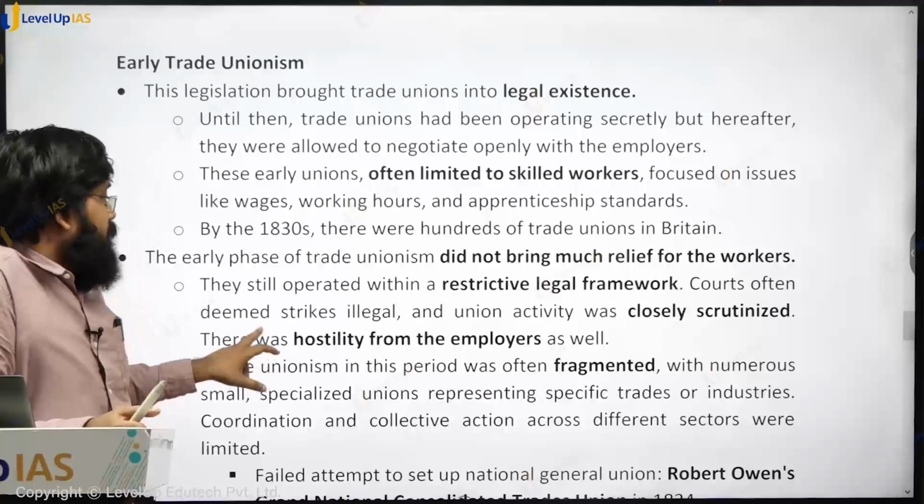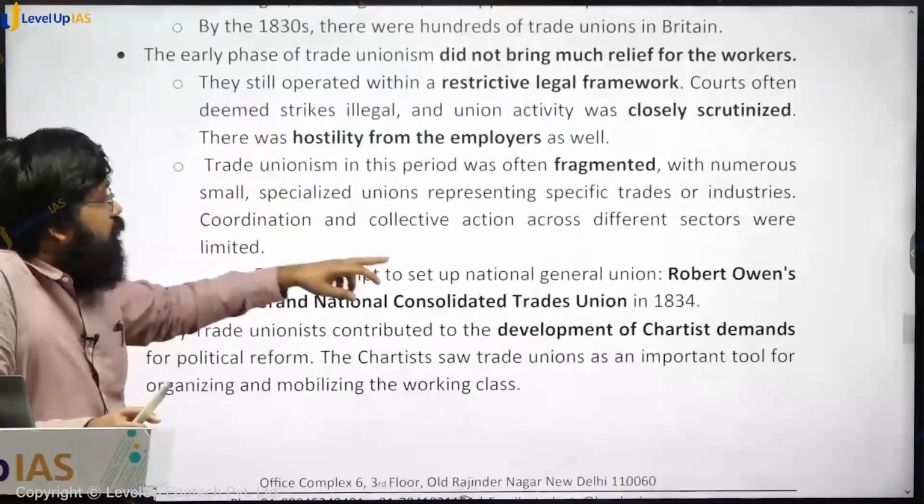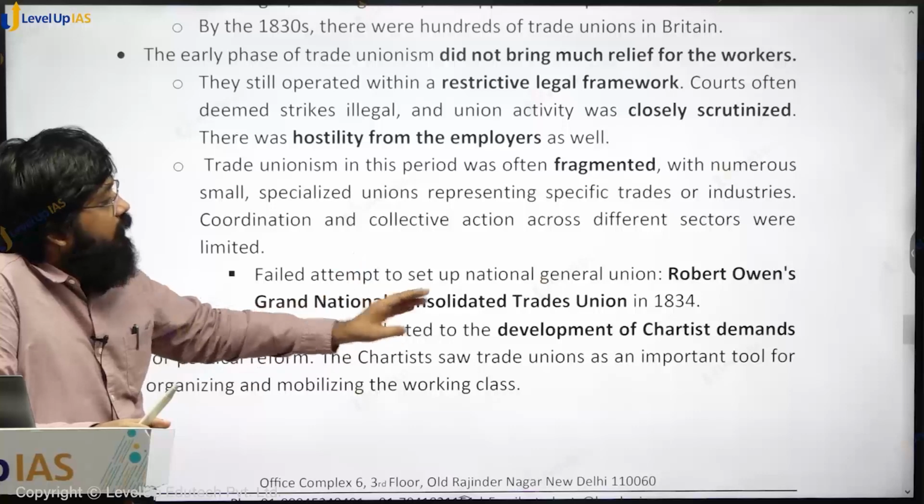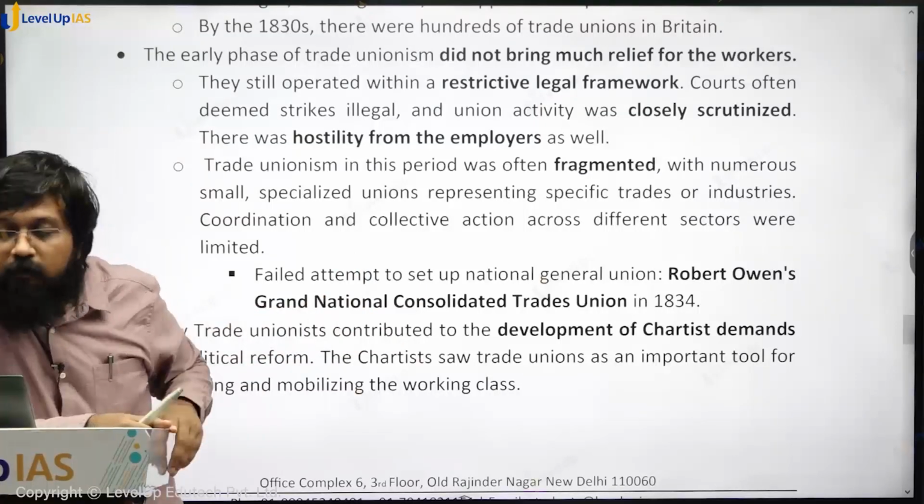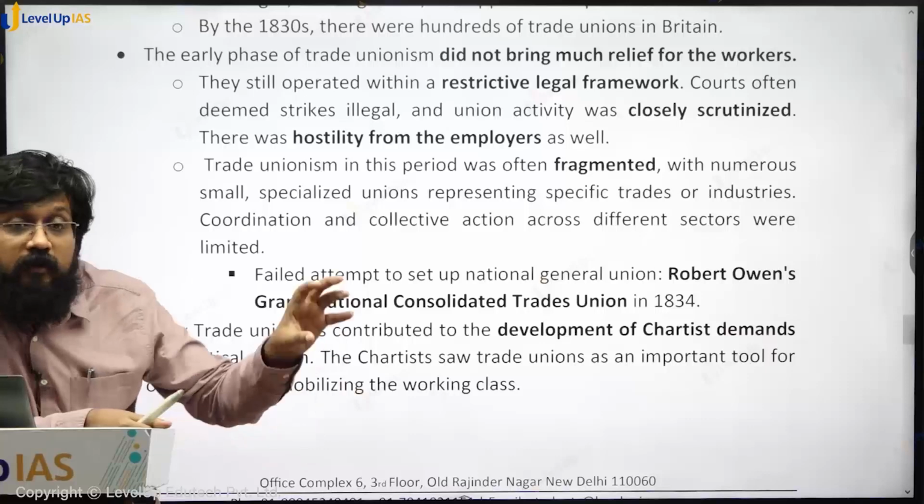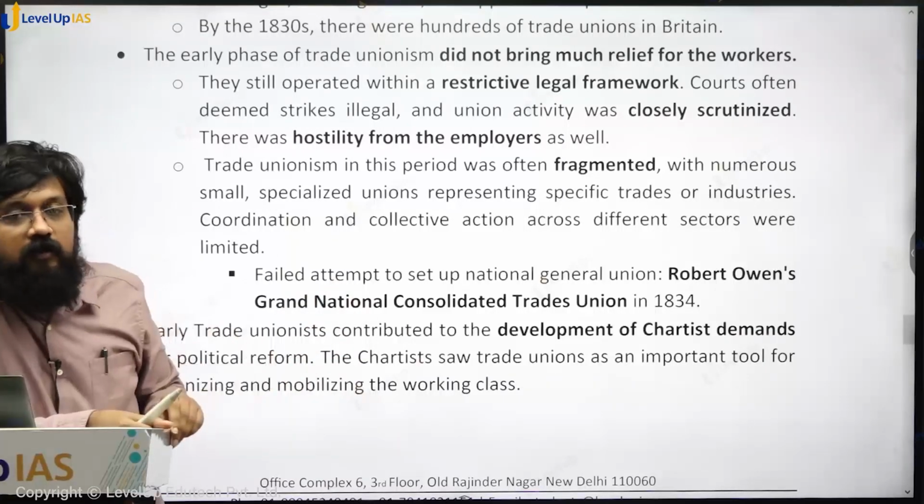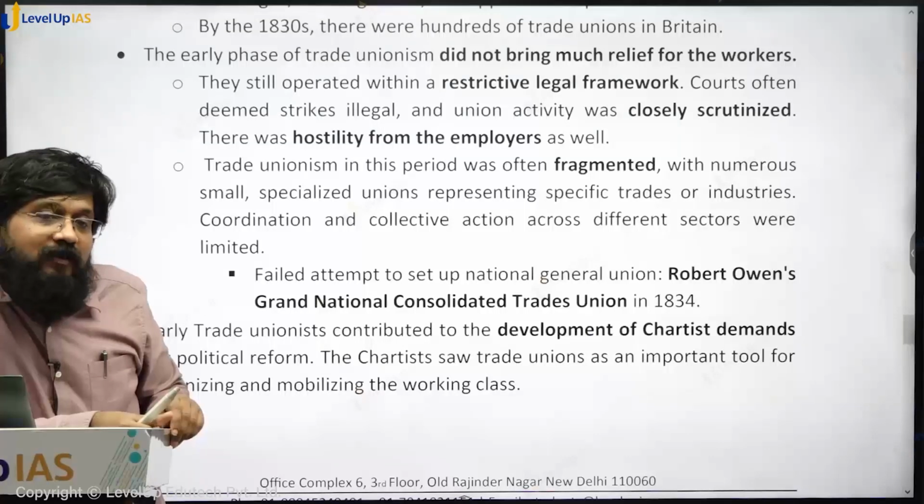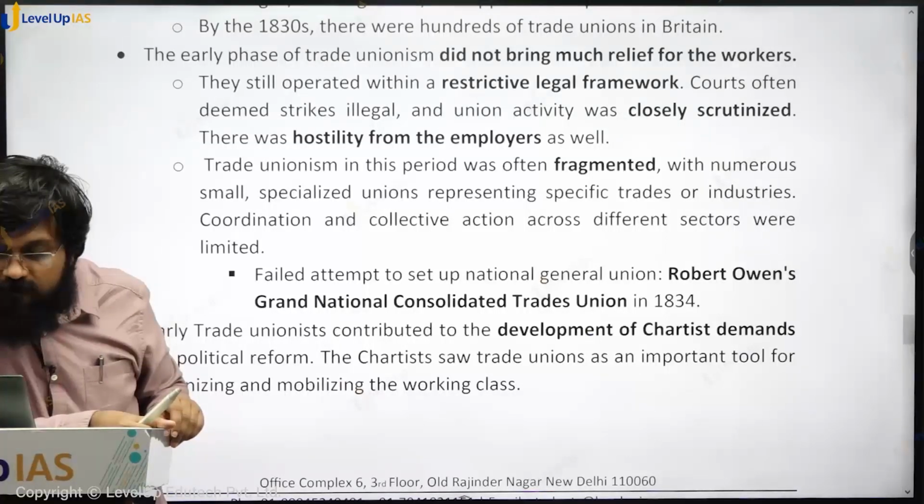Ultimately, they make one attempt under Robert Owen called Grand National Consolidated Trade Union in 1834, but it did not succeed. They don't have national. हर गांव में, हर शहर में, हर ट्रेड का अपना संगठन है. And that too only of those trades जहाँ पे you have skilled workers. So it was not very successful.